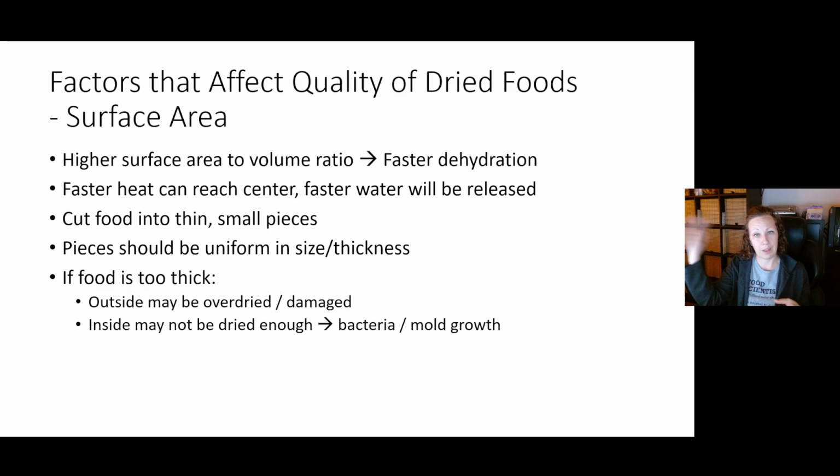And so while the outside was over dried to start with, that moisture will migrate from the interior to the exterior. And that's how you would get mold growth on the exterior of the product: not all the moisture was removed, and it migrated from the interior to the exterior, and then mold can grow.